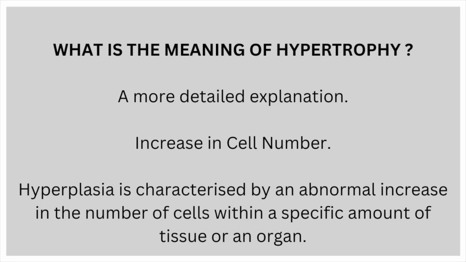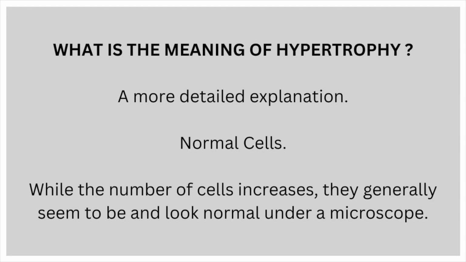A more detailed explanation. The increase in cell numbers. Hyperplasia is characterized by the abnormal increase in the number of cells within a specific amount of tissue or an organ. Normal cellular structure. While the number of cells increases, they generally seem to be and look normal under a microscope.